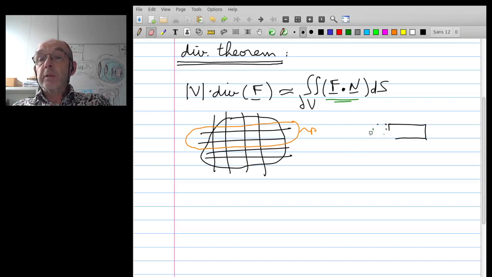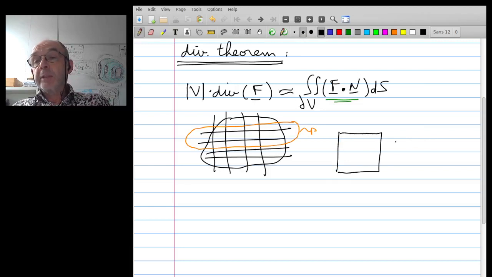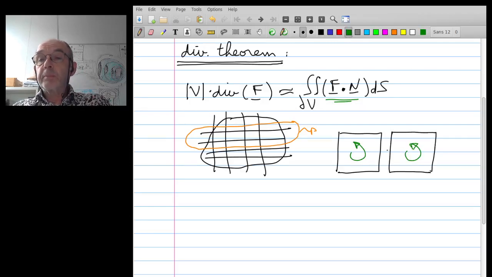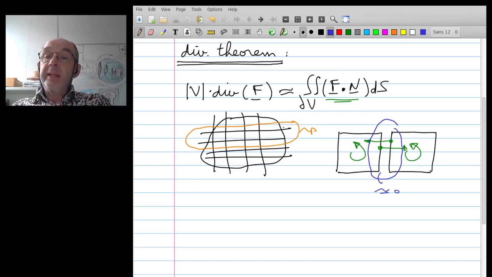I will sketch it. With some little pieces here, you have some orientation, and most of the time you take the orientation counterclockwise. Then what goes out here goes in the other one. So the netto, if you add those together, will be almost zero. And if you go along all those pieces in this part here, what do you see? At the end there you have nothing anymore.